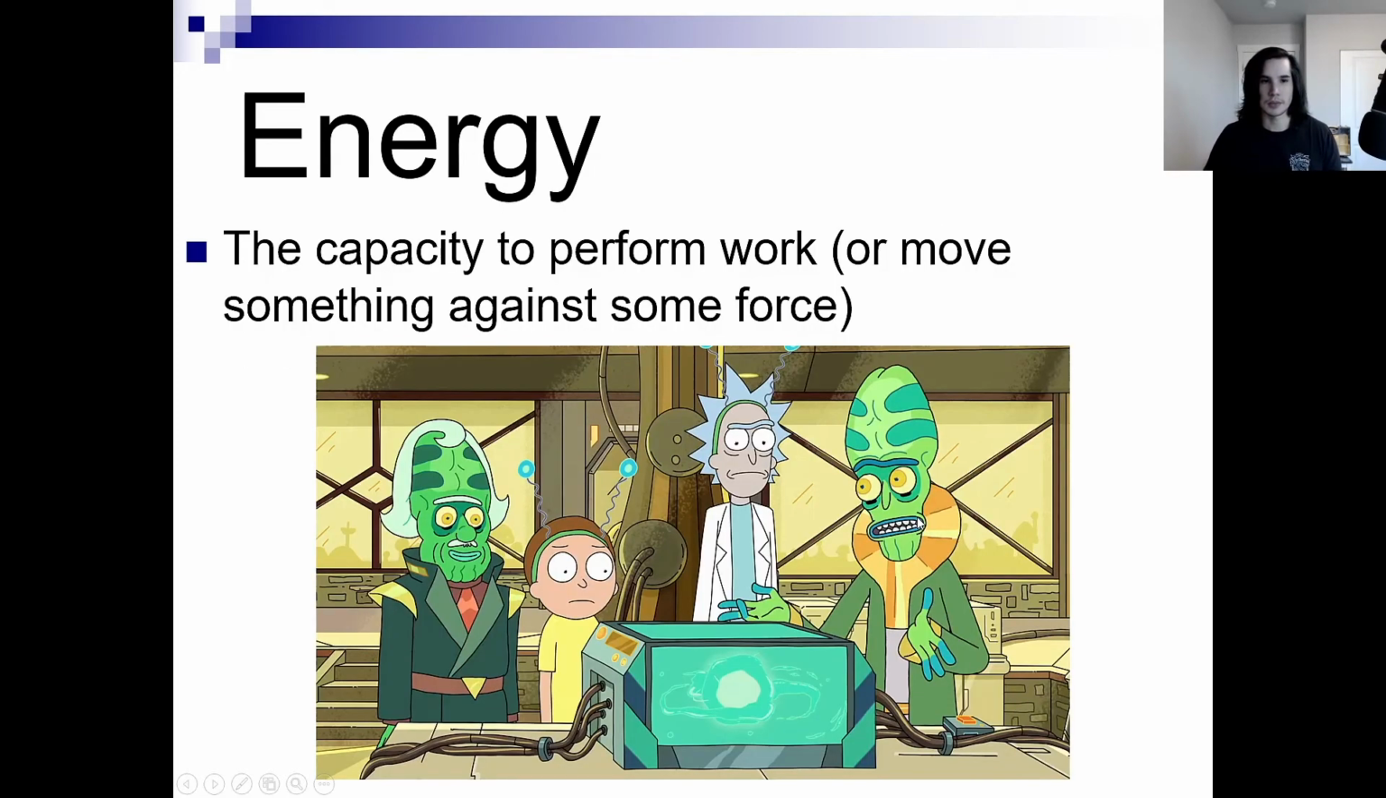All right, so let's talk about energy now. So energy, in short, is just the capacity to perform work or move something against some force.